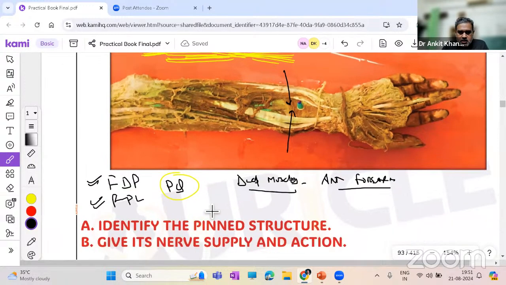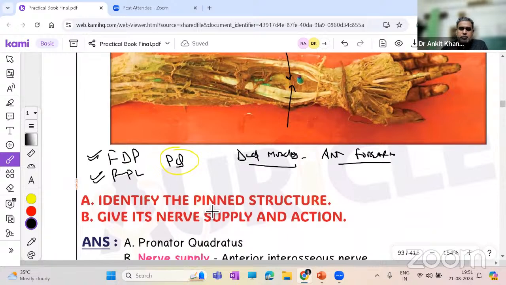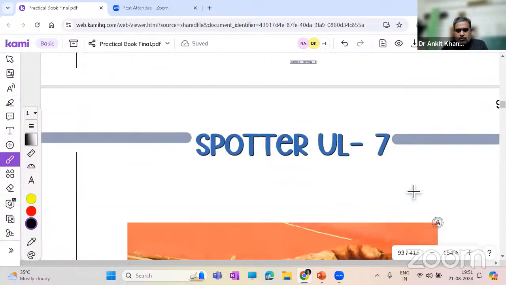So identify the pin structure, give its nerve supply. The deep muscle is supplied by a branch of the median nerve. Which branch of the median nerve? That is your anterior interosseous nerve. Action will be pronation. Action is simple pronation because the name is pronator quadratus. Let us see a few more spotters.